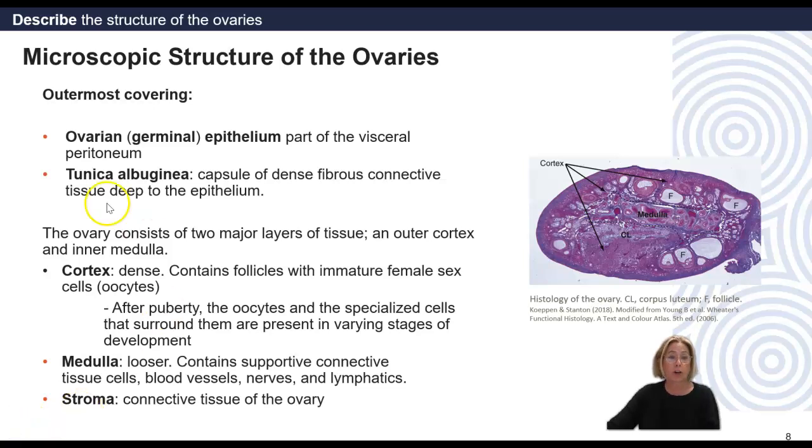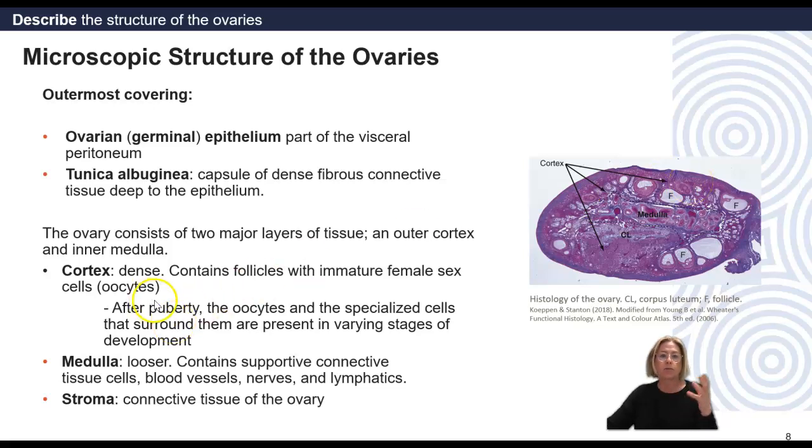Now, the ovaries have coverings. The outermost covering is the ovarian epithelium, and it's part of the visceral peritoneum. Also has the tunica albuginea, which we mentioned in terms of a covering of the testes. And this is a capsule of white, dense, fibrous connective tissue deep to the epithelium. The ovary consists of 2 main regions, an outer cortex and an inner medulla. The cortex is very dense and it contains follicles with immature female sex cells or those oocytes.